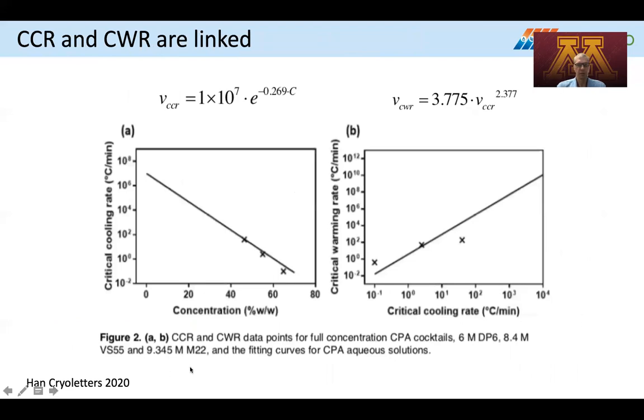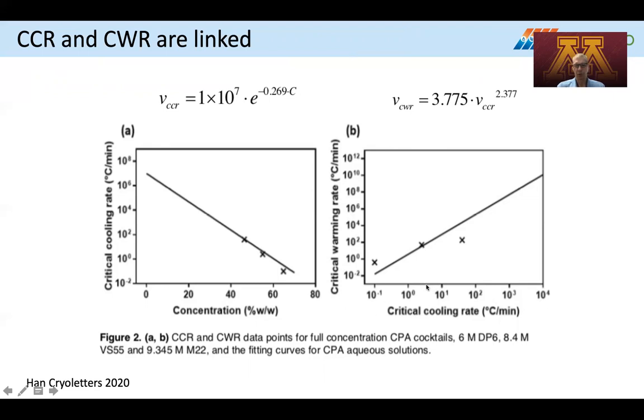And they're actually linked. So if you look, this is actually DP6, VS55, and M22 going up in concentration. These are very common cryoprotective agents. And this again is M22, VS55, and DP6. And this was from a review that Zhonghou Han just published in Cryoletters this last year. And you can see that the critical cooling rate, or the rate needed to achieve a glass, basically drops with concentration. And that's what you would hope. And that's very similar to what we've been talking about already. But then what's really interesting is that the critical cooling rate is linked to the critical warming rate.